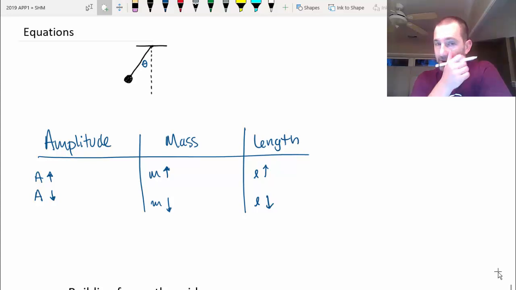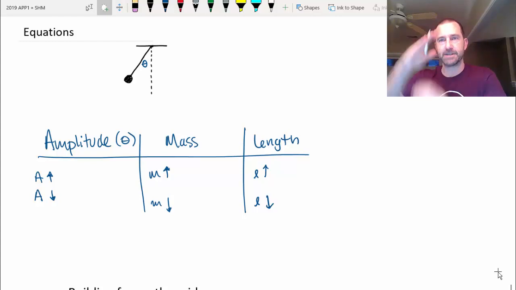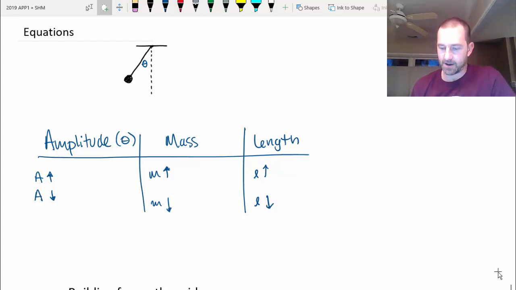So we've got a little table going here and doing kind of comparatively, not actually putting any numbers in there, but the amplitude in this case would be the theta. So how much angle am I giving the pendulum when I release it so that it can swing? The mass would just be how many washers I had on mine, and then length would be just how long the actual string was.